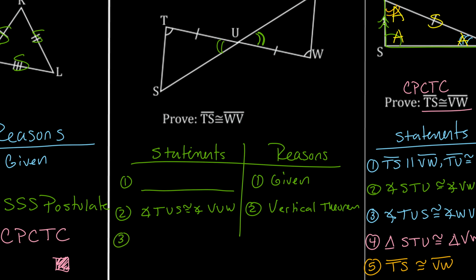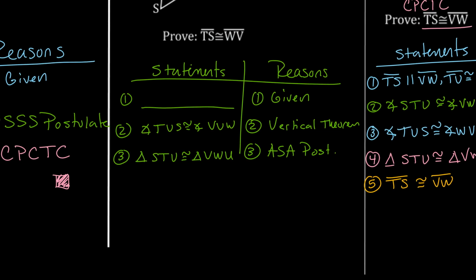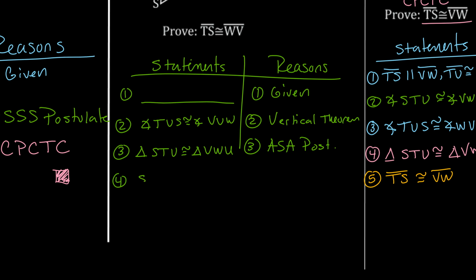Number 3, we can now state that triangle STU is congruent to triangle VWU by what? How do we know they're congruent? And then what's the last and final step? Good. We now know TS is congruent to WV by CPCTC.